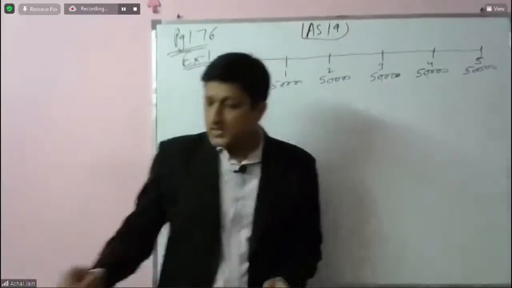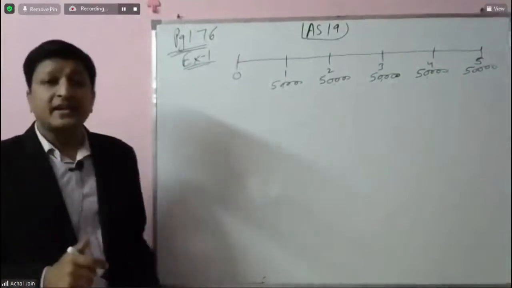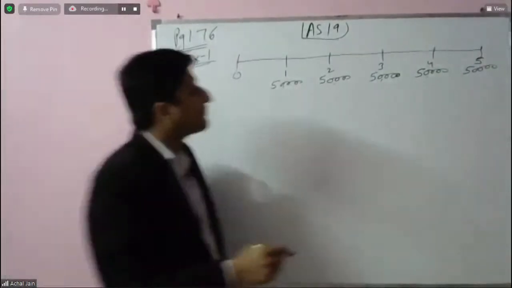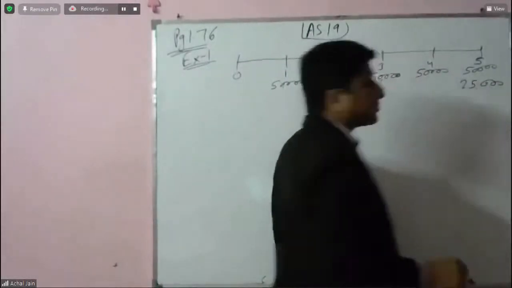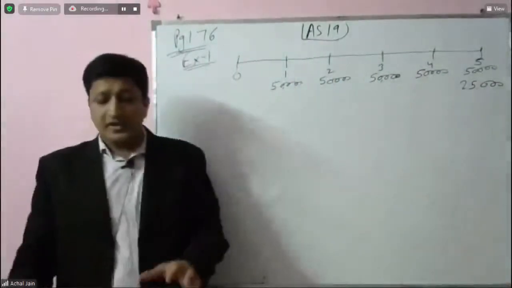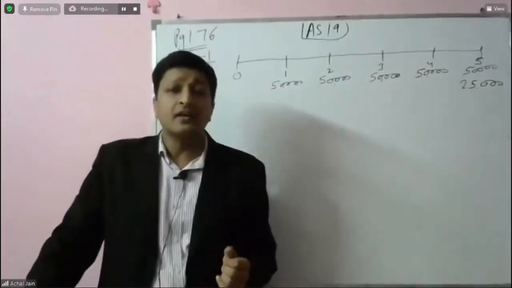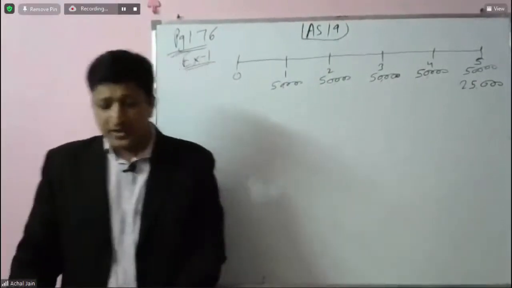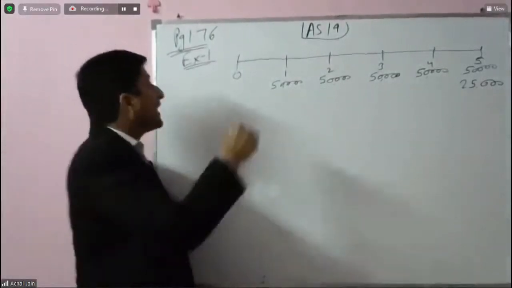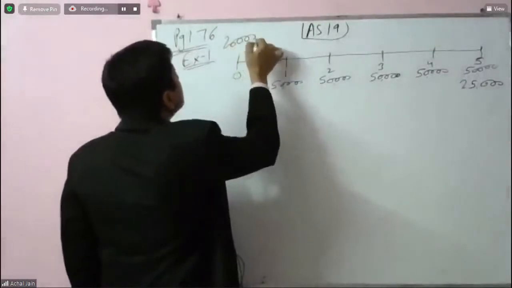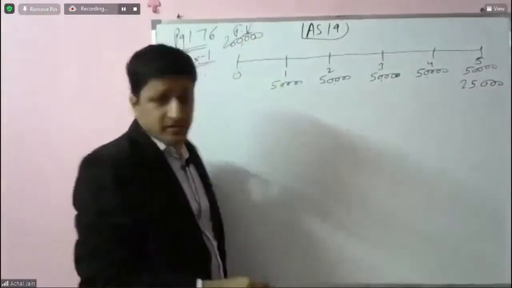Sorry for this interruption. 50,000 per annum, guaranteed residual value 25,000. Okay, so 25,000 is guaranteed. For the time being, we don't need to consider the unguaranteed residual value. Why? Because only the guaranteed residual value has to be considered. Fair value of the leased asset is what? 2 lakh. 2 lakh is the fair value of the asset.